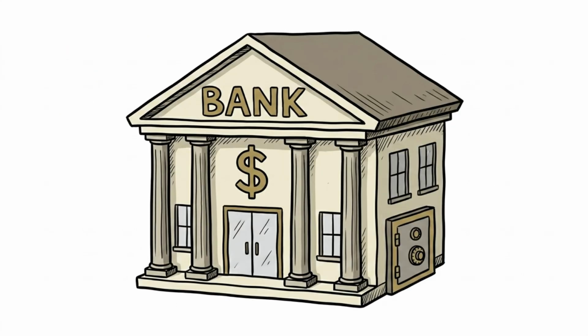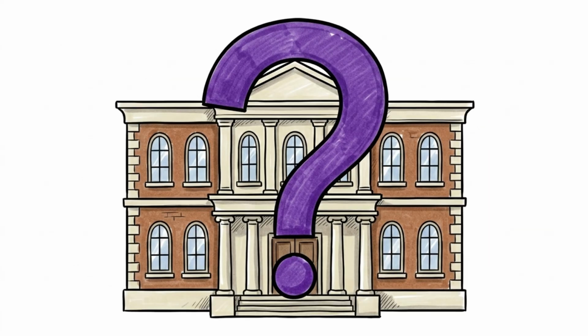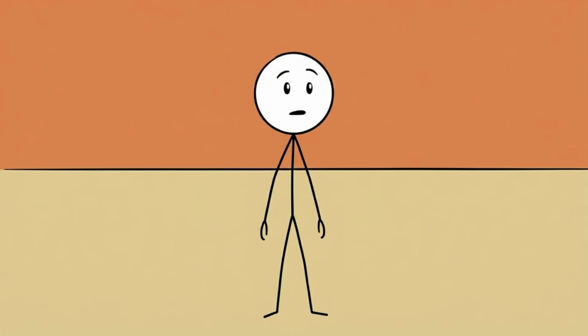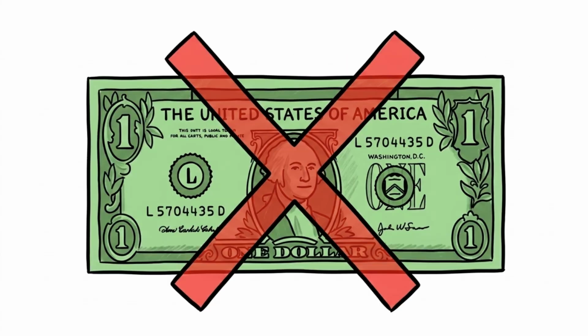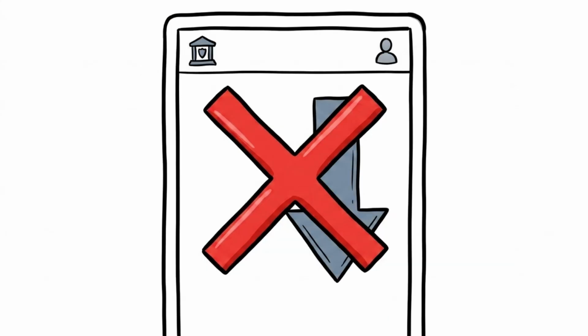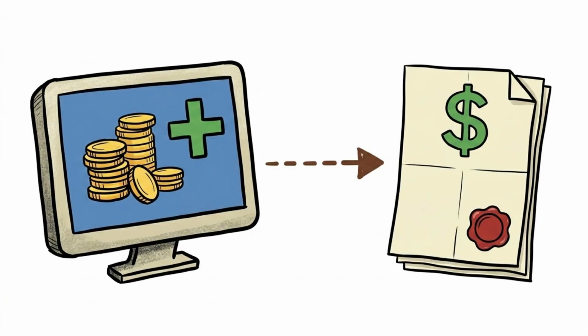But that doesn't mean banks can create unlimited money. Far from it. So how do banks actually create money? Here's the part that sounds almost unbelievable. When a bank approves a loan, it generally doesn't need to physically take existing cash from one customer's account and hand it to another. Instead, the bank creates a new deposit when it makes the loan.